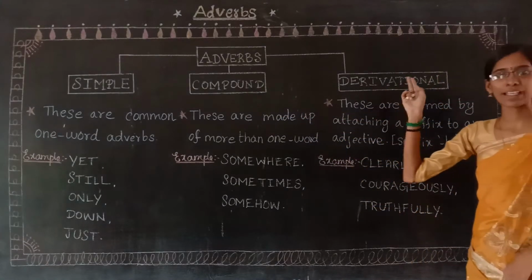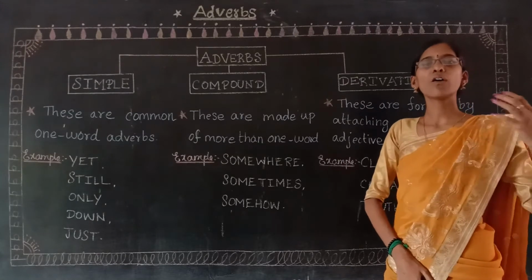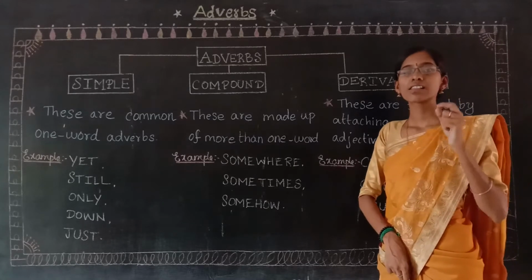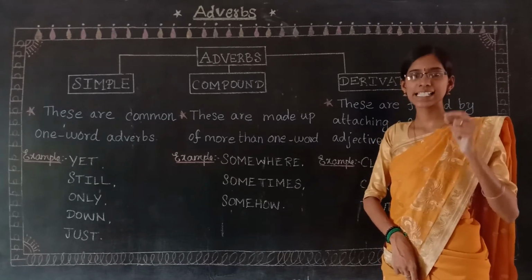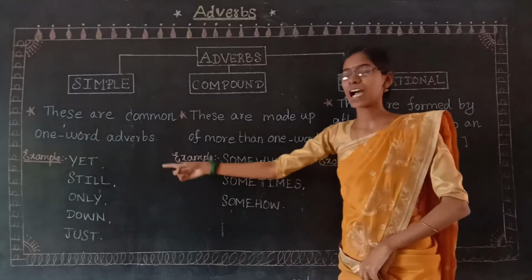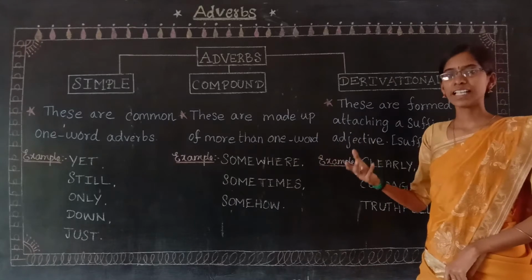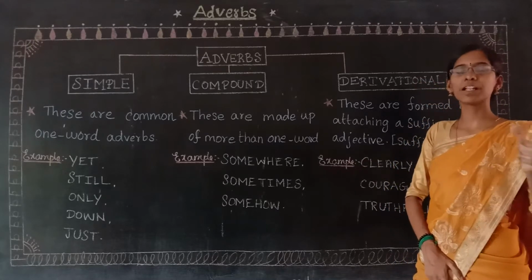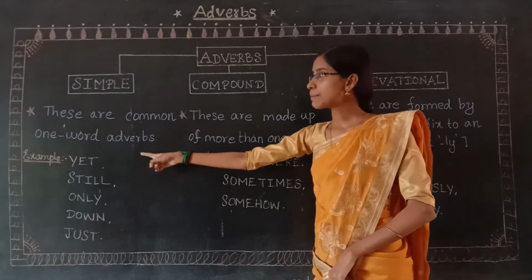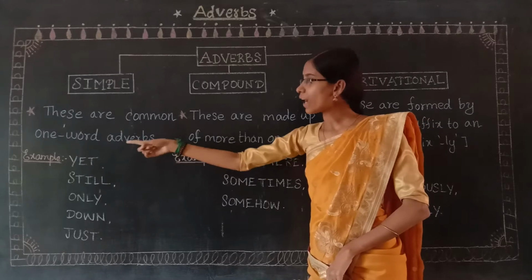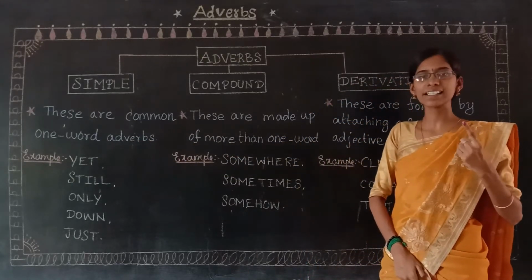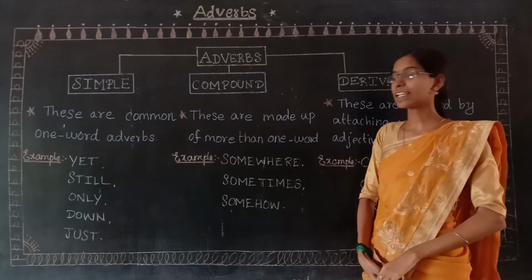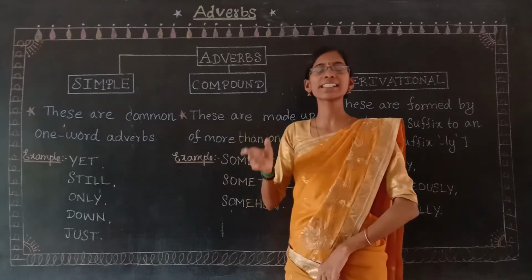Simple, compound, derivational. How will you define a simple adverb, or how will you find that this is a simple adverb in a sentence? First of all, you have to know the definition of simple adverb and the words which come under simple adverb. Try to learn by heart the words which come under simple adverb, compound adverb and derivational adverb, because if you are framing a sentence, you have to write that this is a simple adverb. See here, simple adverb. How will you define it? These are common one word adverbs. If you see a one word adverb in a sentence, then you can say that it is a simple adverb. As the name suggests, it is very simple, it has only one word. A one word adverb is known as a simple adverb.